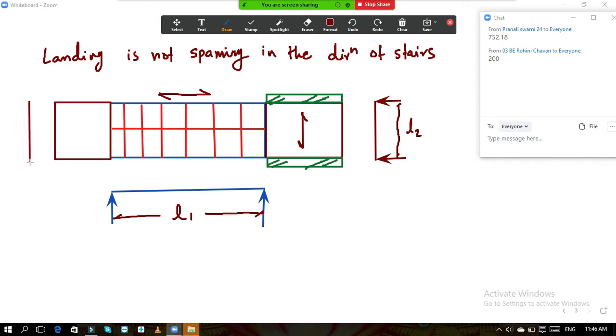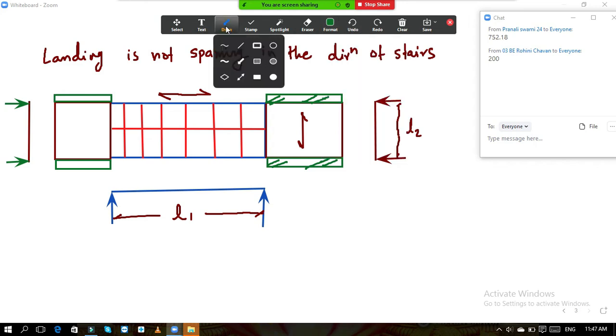Okay, this will be your span if the support is provided like this here. If the support is provided like this. Okay, and this is your support over here. So now your spanning will be like this. This is the direction of spanning. So your landing slab is not in the same direction of the spanning as your stairs.